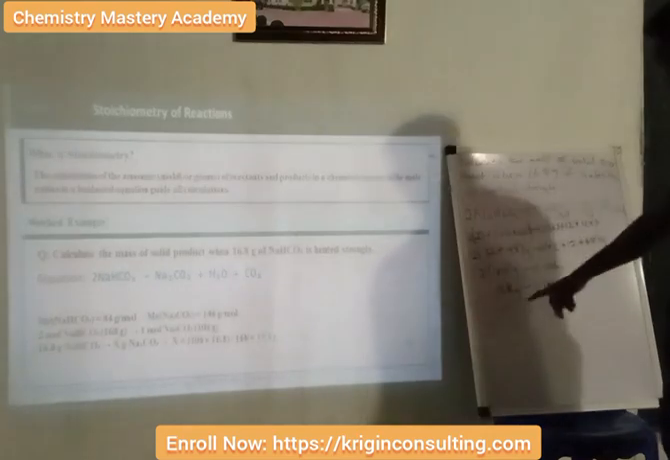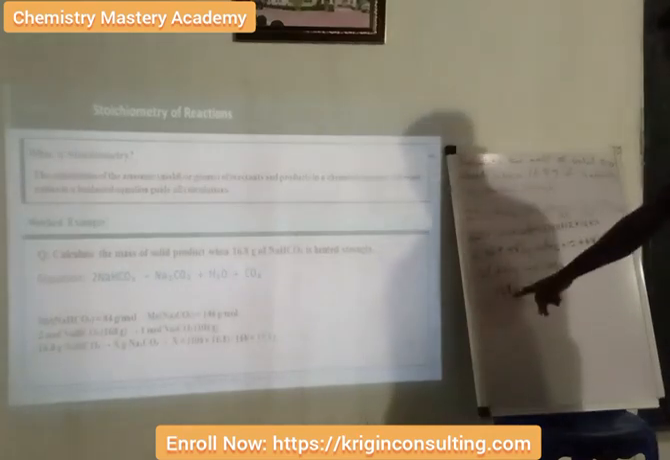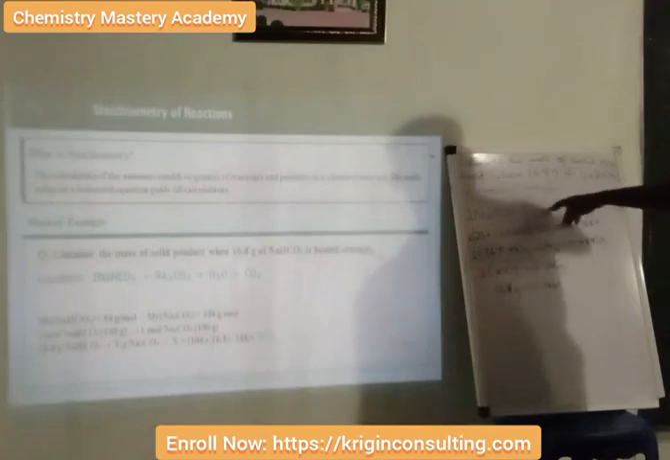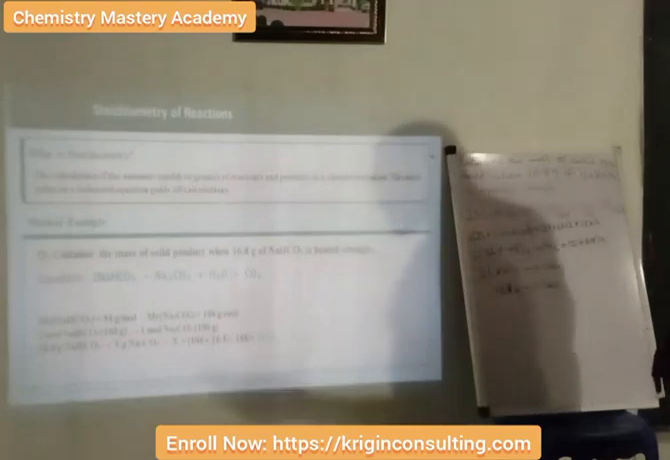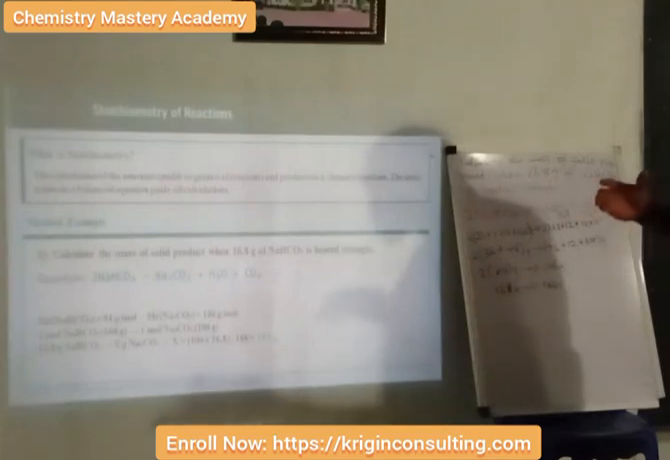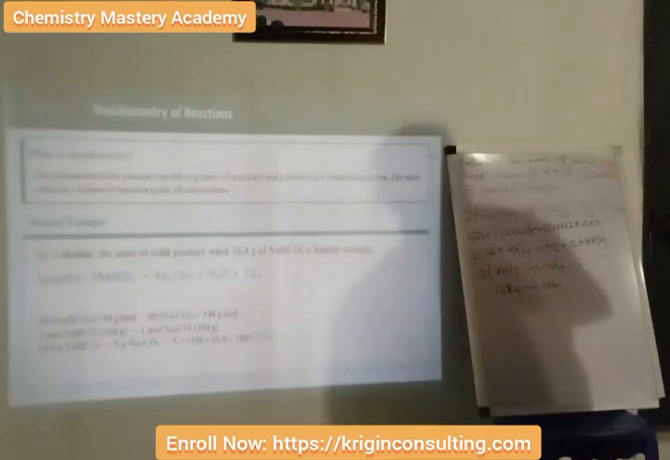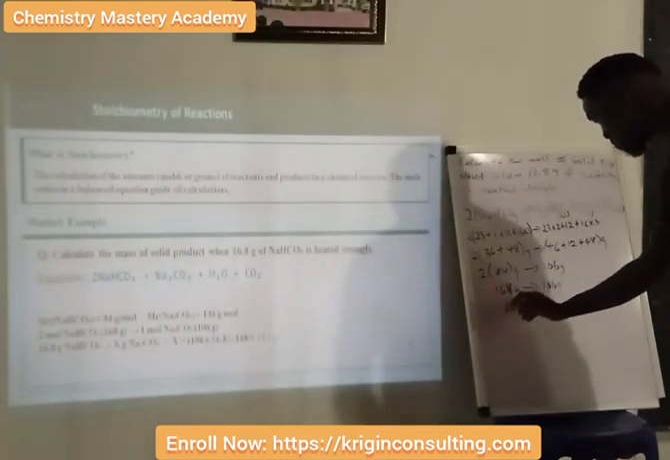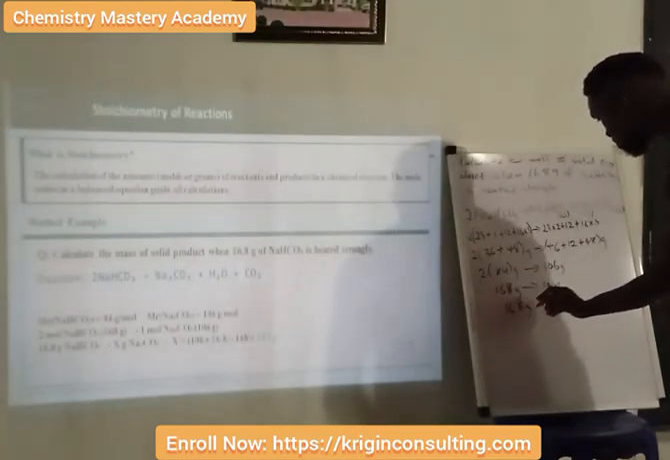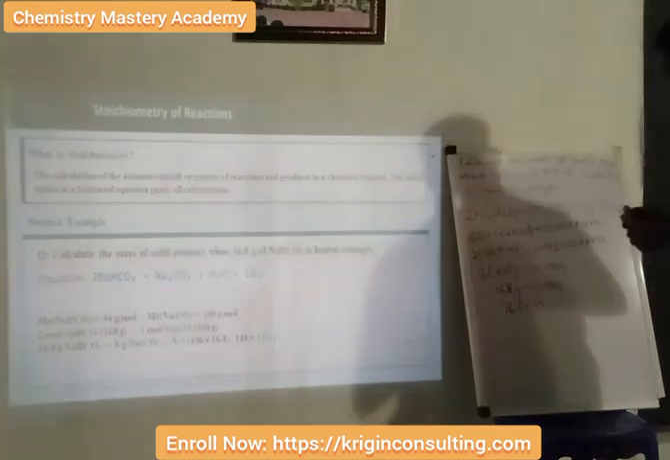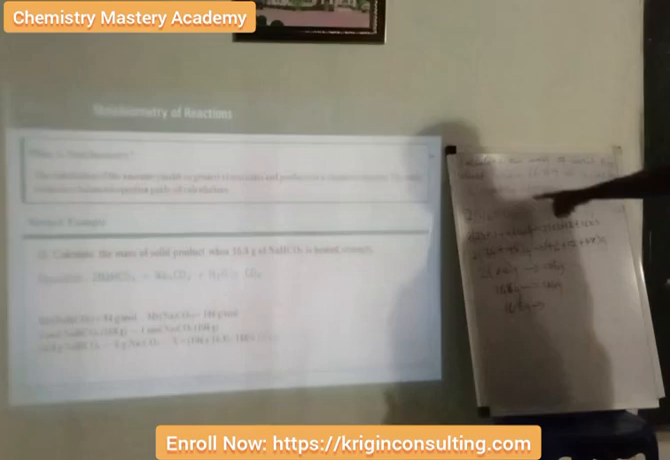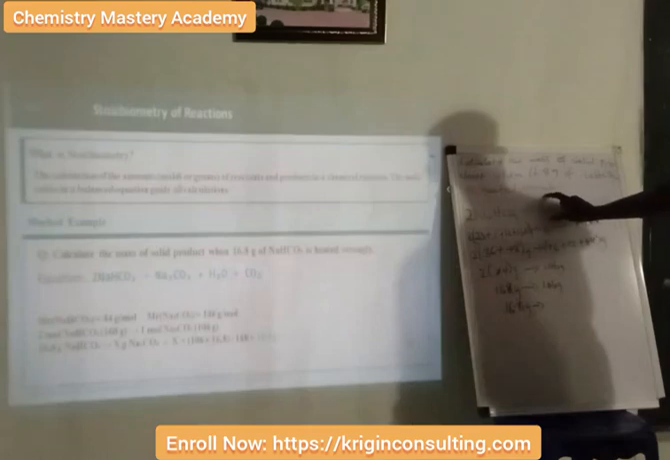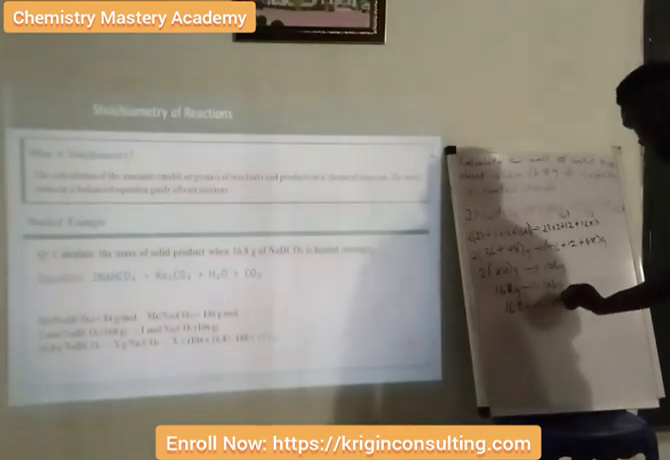So the molar mass of this reactant is 168 gram, while the molar mass of this solid product is 106 gram. Remember, we are comparing molar mass to reacting mass. For this reactant, the reacting mass they gave us was 16.8 gram. Did they give us the reacting mass of this? No, that's what they asked us to look for. They asked us to calculate the mass of solid product, the solid in the product side. So let's say X.